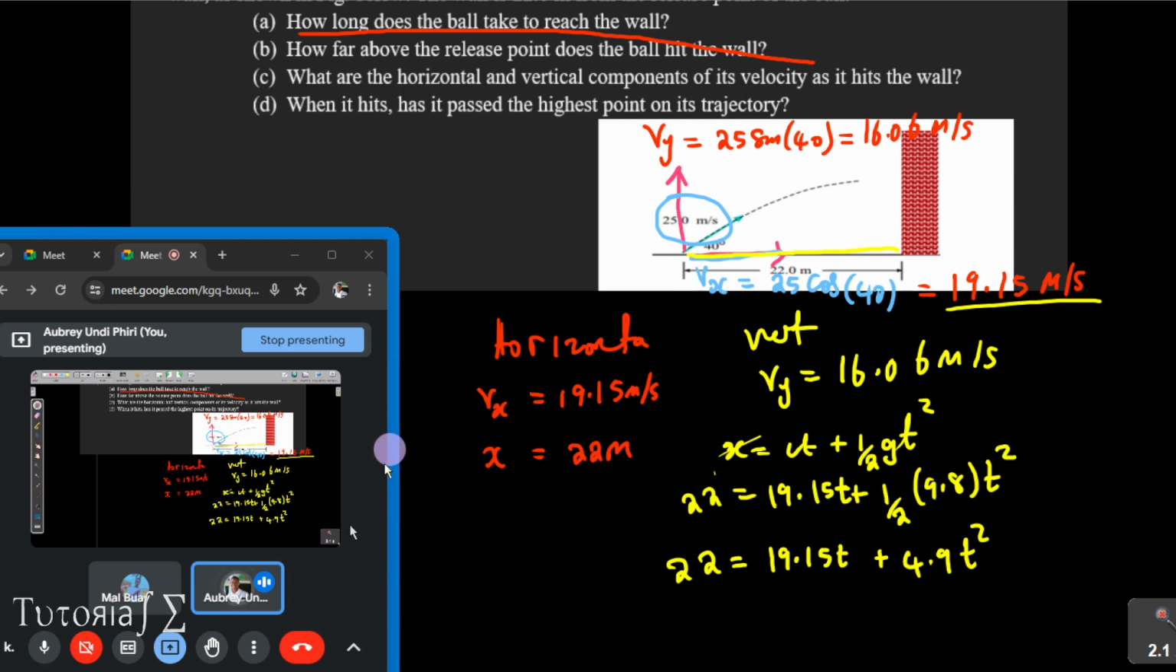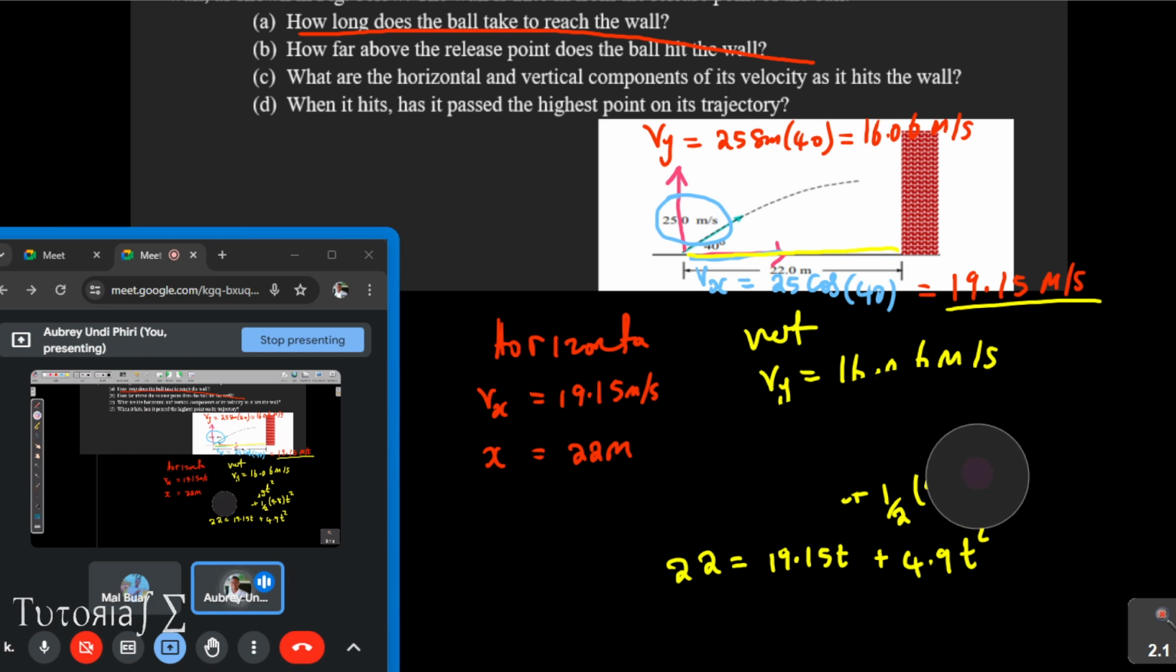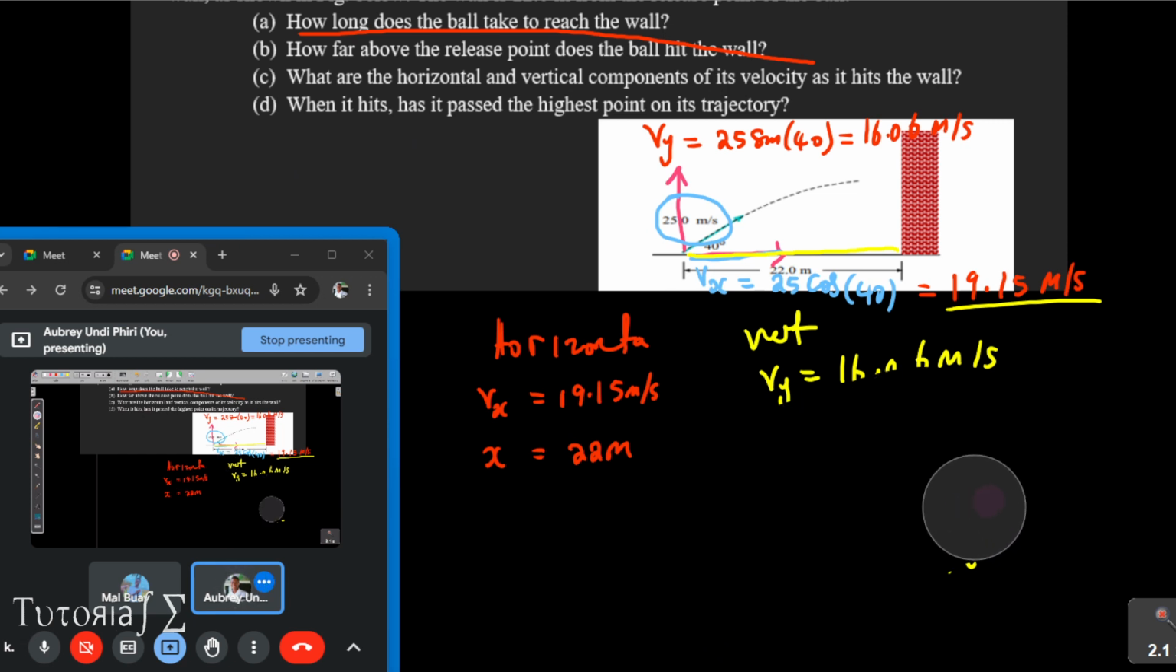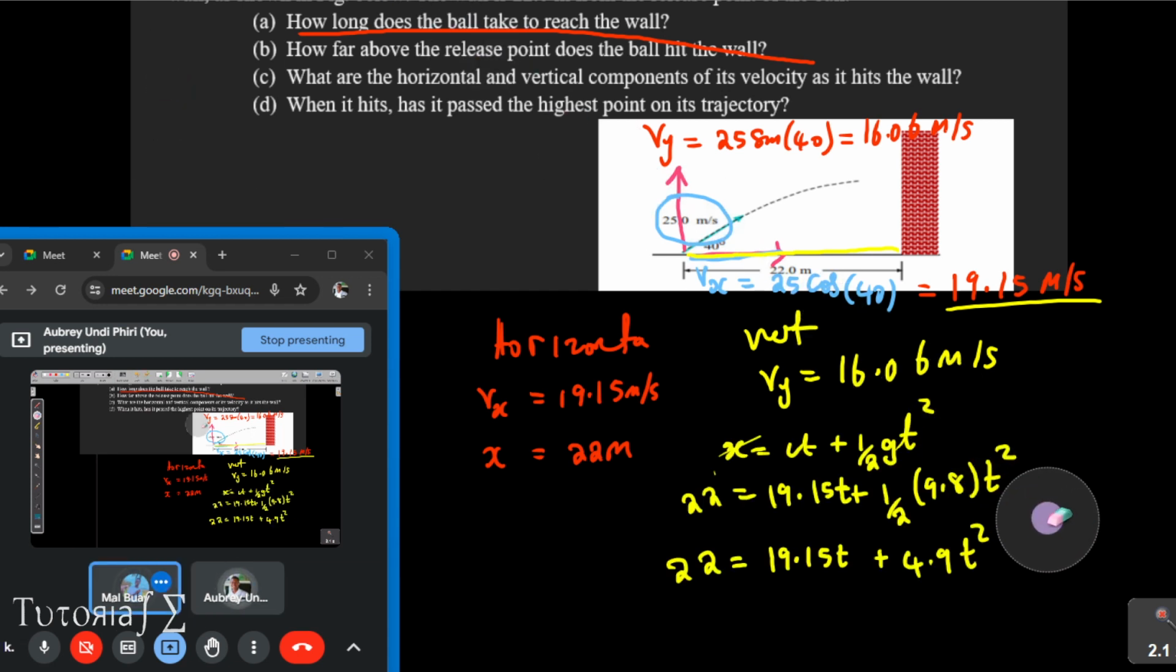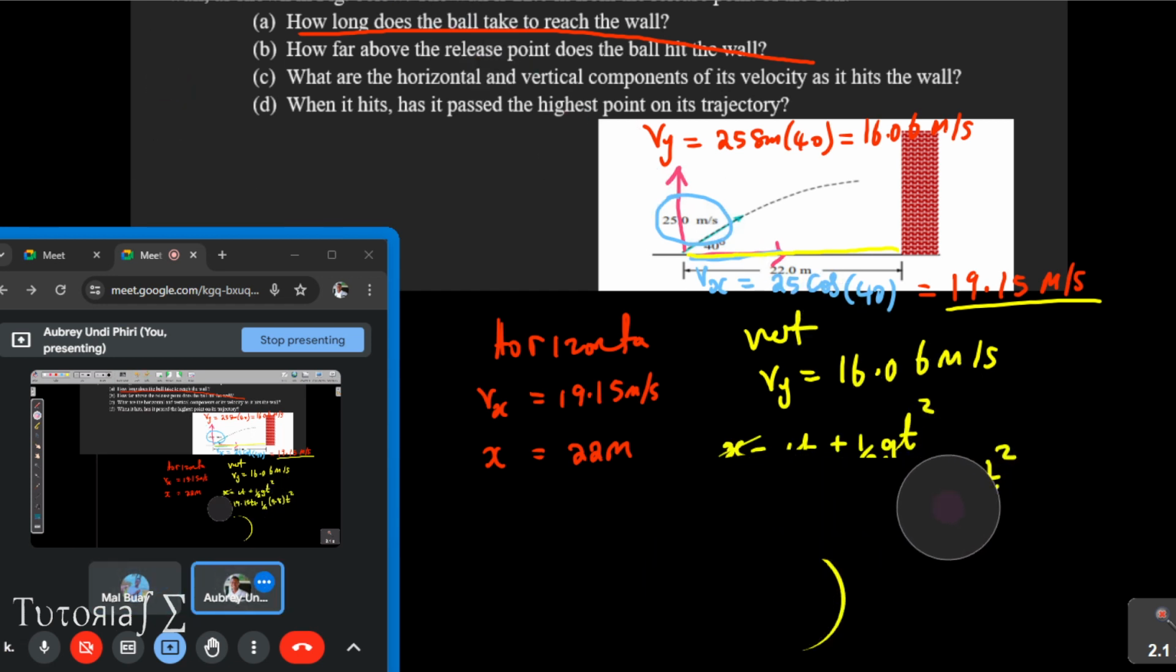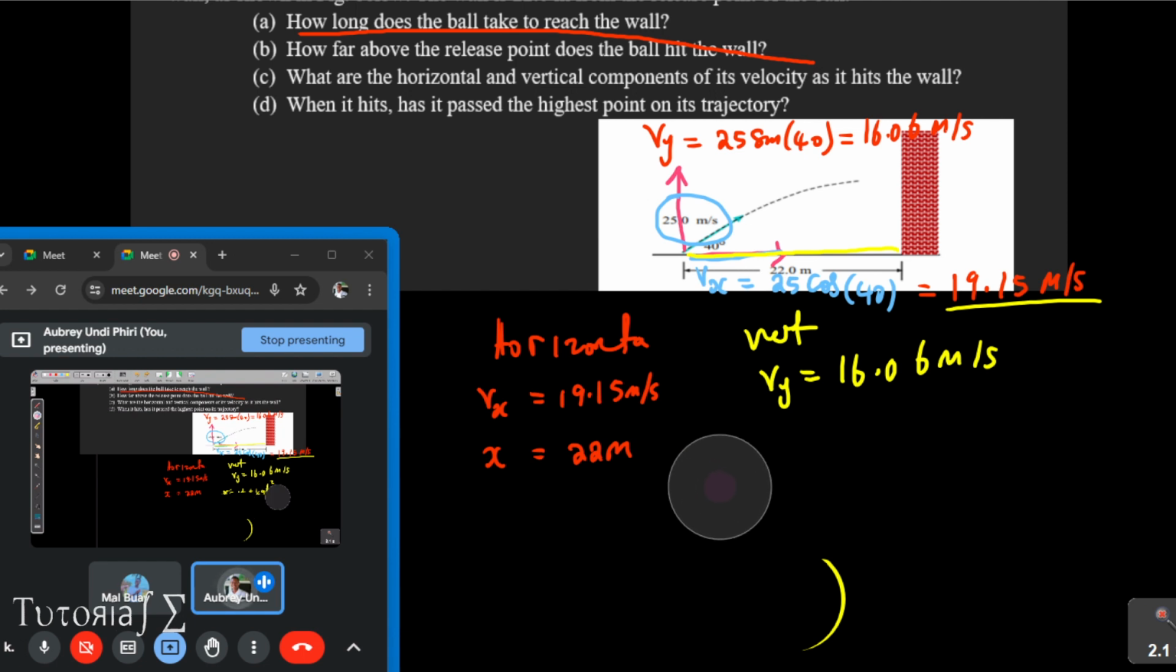Just something that came to my mind. What we can do is this. Since we have velocity in the x, in fact, let me use that. So since we know that, what is the displacement equal to?